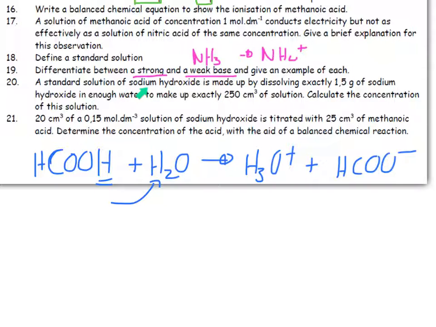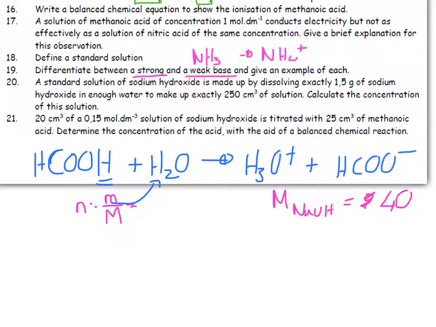A standard solution of sodium hydroxide is made by dissolving 1,5 grams of sodium hydroxide in enough water to make up a certain exact volume. Calculate the concentration of that solution, and then we're going to use it to work out a titration. So first let's get the concentration. Number of moles is equal to mass over molar mass. We need the molar mass of sodium hydroxide. So that's going to be 23 plus 16 plus 1, and it turns out to be exactly 40.